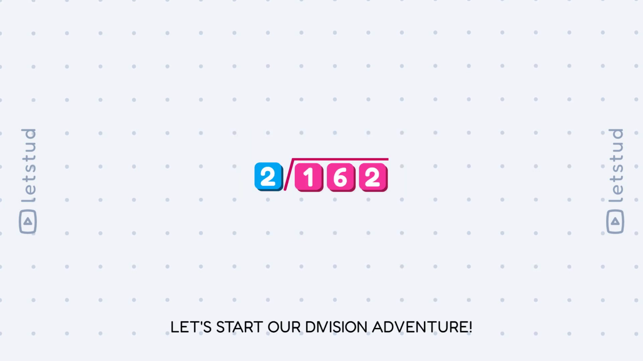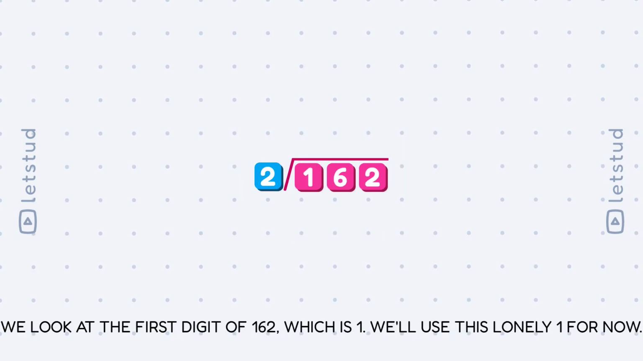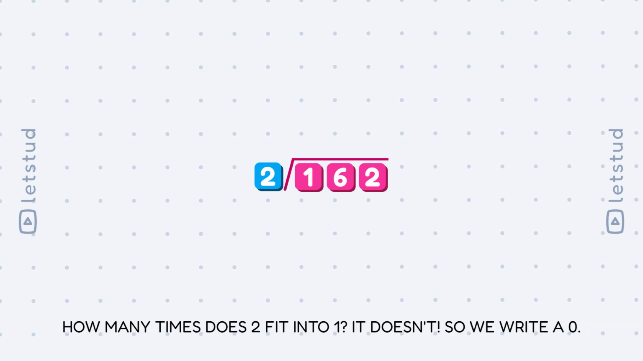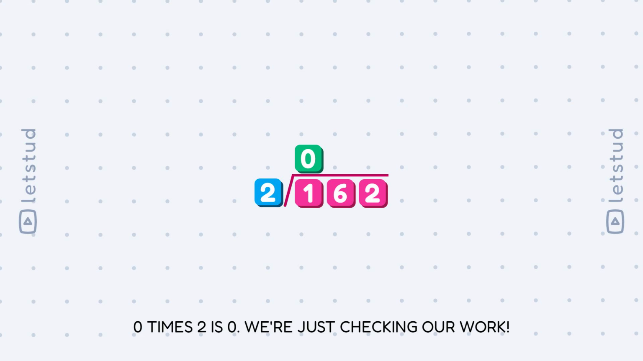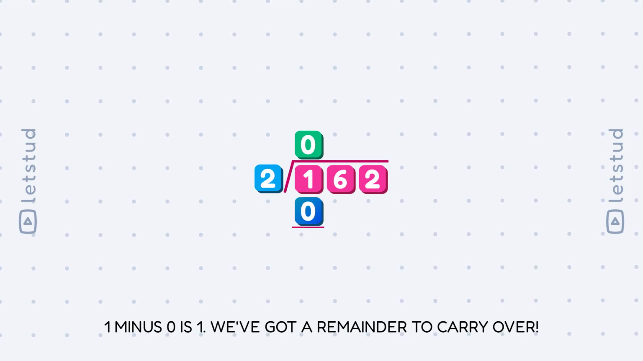Let's start our division adventure. We look at the first digit of 162, which is 1. We'll use this lonely one for now. How many times does 2 fit into 1? It doesn't, so we write a 0. 0 times 2 is 0, we're just checking our work. 1 minus 0 is 1, we've got a remainder to carry over.